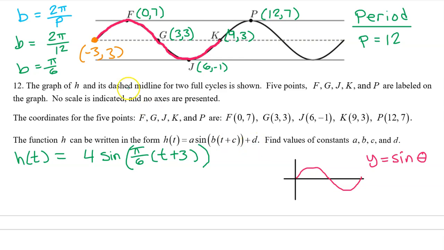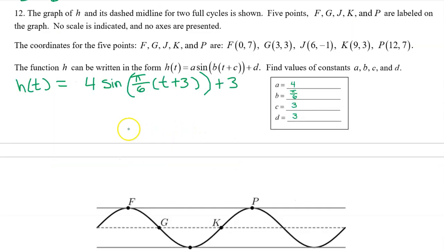The d value corresponds to the midline. Since the midline is at y equals 3, based on all of these output values, then the d value is 3. That's the end of number 12. You can either record your answer like this, or leave it like this.